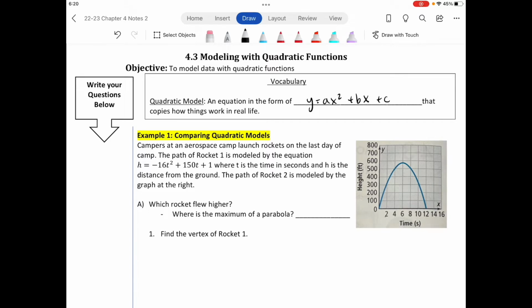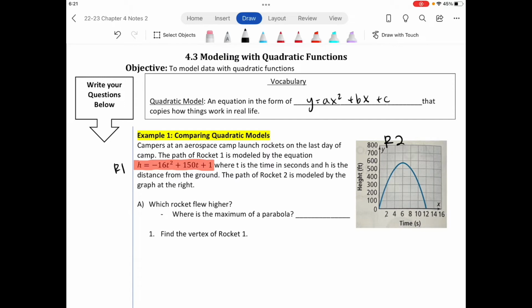Campers at an aerospace camp launch rockets on the last day of camp. The path of rocket 1 is modeled by the equation h equals negative 16t squared plus 150t plus 1, where t is the time in seconds and h is the distance from the ground. In other words, how high the rocket's going. The path of rocket 2 is modeled by the graph at the right. Let's label this. Our equation here is rocket number 1, and our graph is rocket number 2.